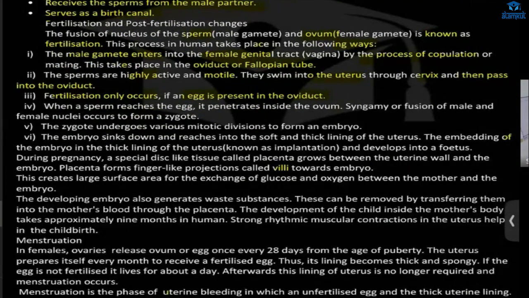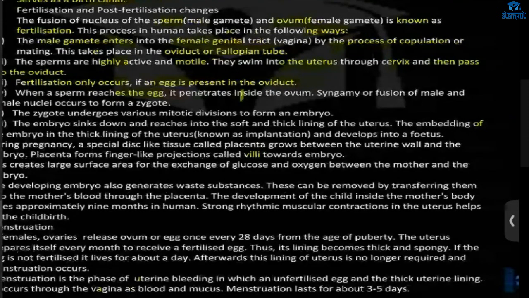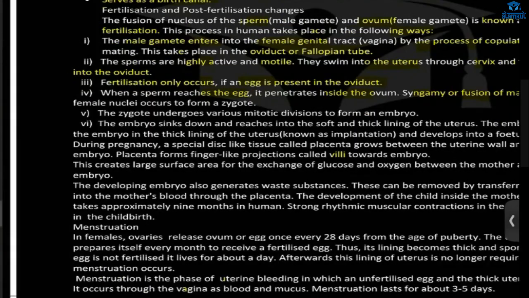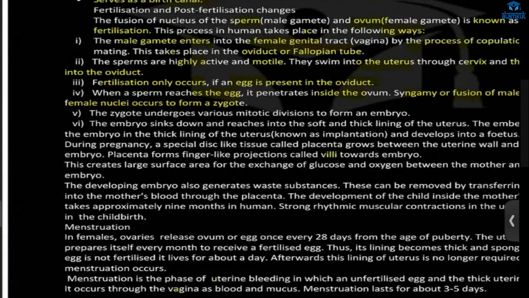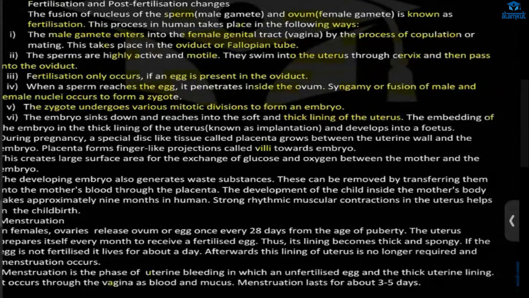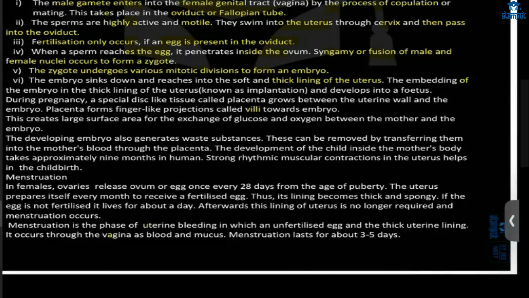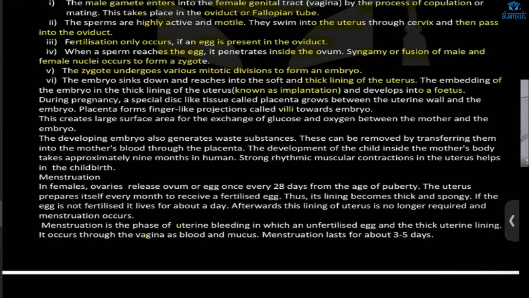Now let's continue. When the sperm reaches the egg, it penetrates inside the ovum. Syngamy, a fusion of male and female nuclei, occurs to form the zygote. The zygote undergoes various mitotic divisions to form the embryo. The embryo sinks down into the soft, thick lining of the uterus, the endometrium, and that is called implantation, and it develops into the fetus. During pregnancy, a special disc-like tissue, the placenta, grows between the uterine wall and the embryo.